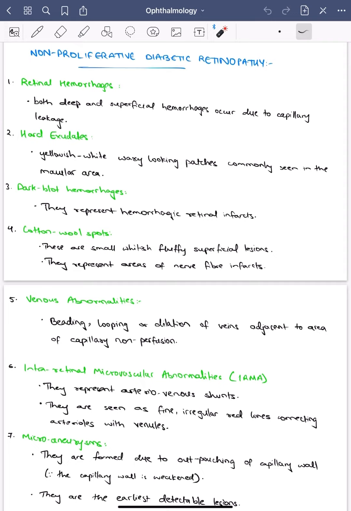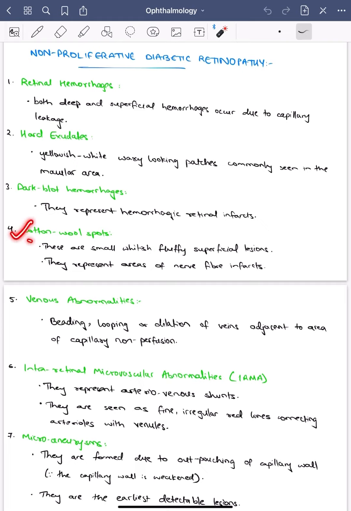Now, the features of non-proliferative diabetic retinopathy include retinal hemorrhages. Now, this can be seen as both deep and superficial hemorrhages, and this occurs due to capillary leakage. The second is hard exudates: yellowish white waxy looking patches commonly seen in the macular area. Third is dark blot hemorrhages. Now, these represent hemorrhagic retinal infarcts.